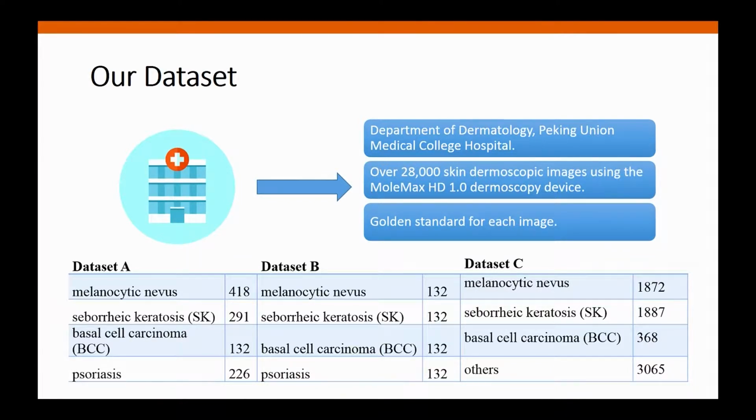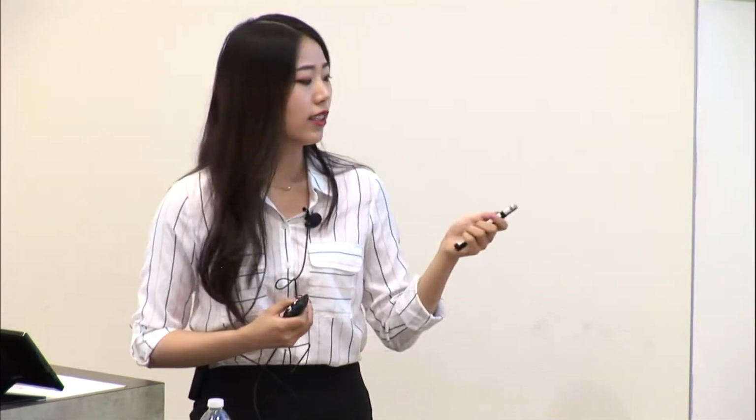Also, there's another difference: we are not only using psoriasis as the first category. Instead, we put the psoriasis along with some other multiple diseases together as the others group. The reason we do that is because we wanted to apply this algorithm in a real-life situation. So when the user uploads an image of himself, we want to give a return no matter what kind of disease the patient or the doctor uploaded.